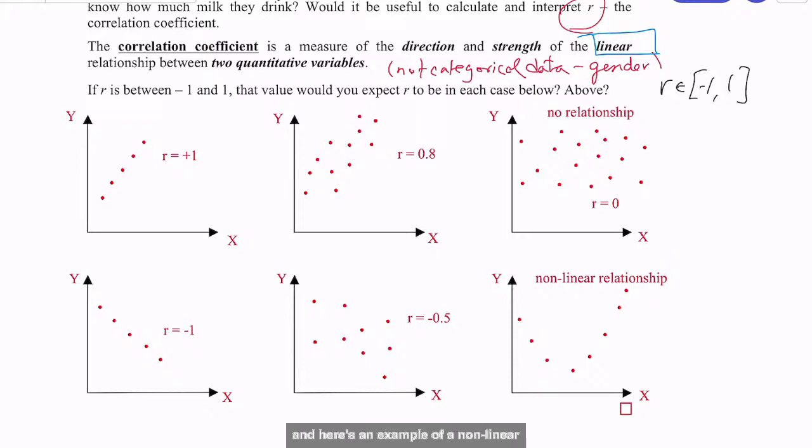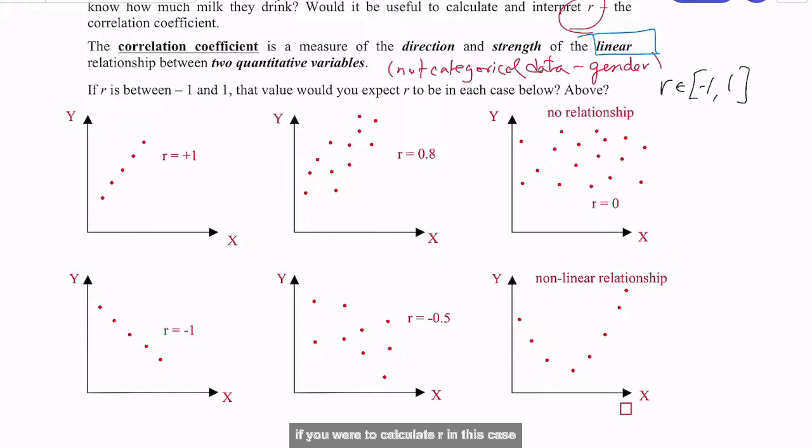And here's an example of a non-linear relationship. It means there's a relationship, but it's not linear. And it can still be used to make predictions. As long as you find out this parabola, the function, you can make predictions of what will y be when x is a certain value. So you can use x to explain y all the way up the curve.